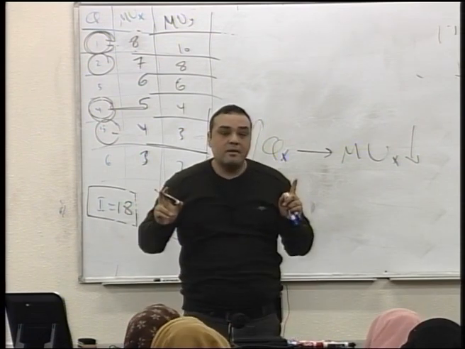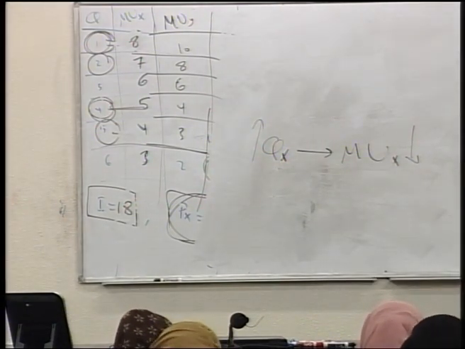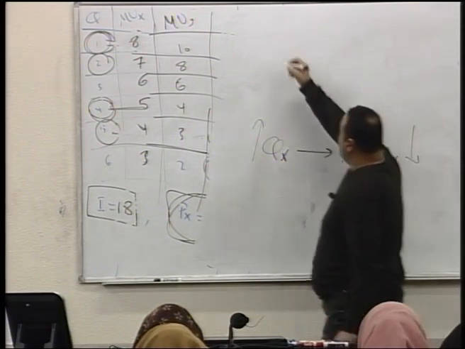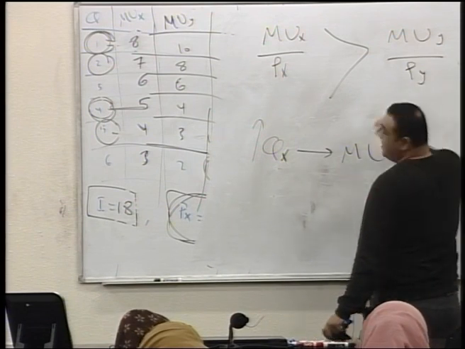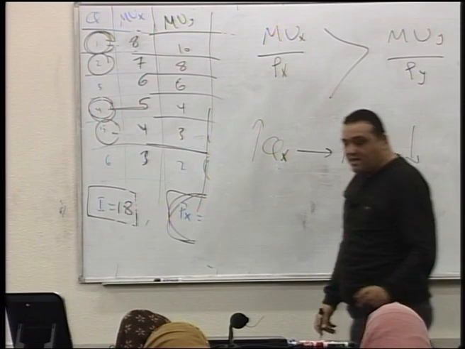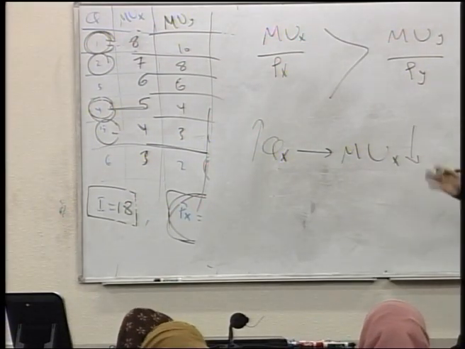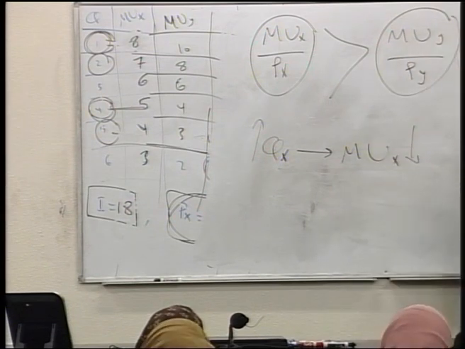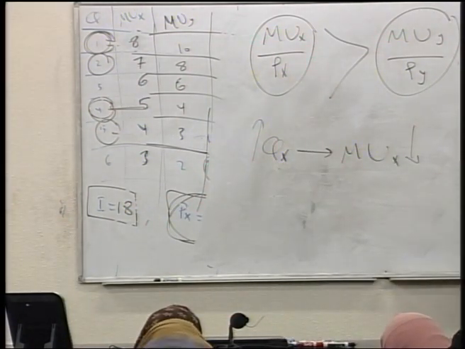All right? Okay. Now, let us assume that the marginal utility of X over PX was bigger than the marginal utility of Y over PY. What will the consumer do to reach equilibrium? Sometimes the marginal utility of X over the price of X is bigger or less than the marginal utility of Y over the price of Y. Let us assume an example where MUX equals 20 units and the price of X equals 2.